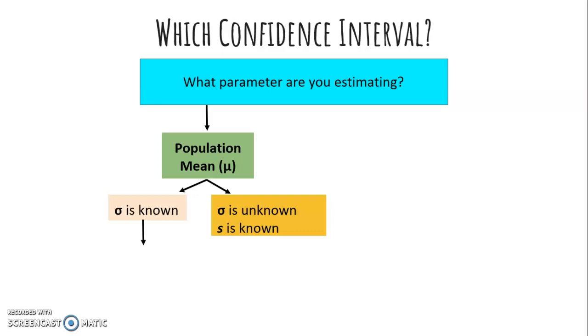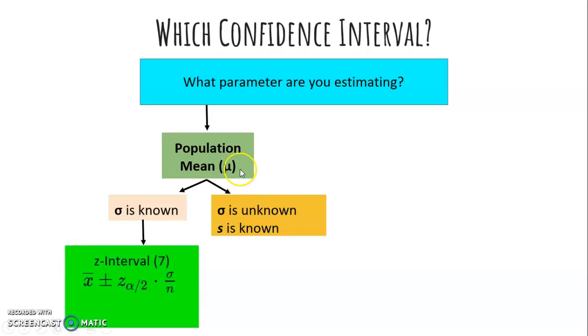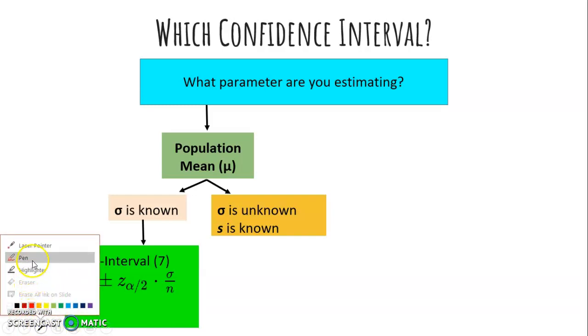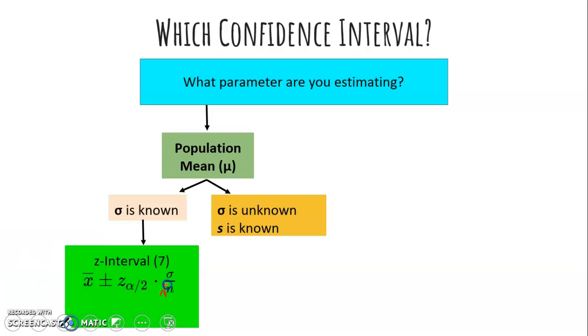So if you know population standard deviation, you will do a Z interval. That's stat, go over to tests, choose number 7, Z interval. If you would prefer to use the formula, it's X bar plus or minus Z critical value times sigma over the square root of N.